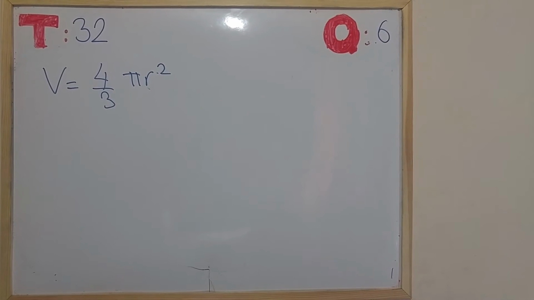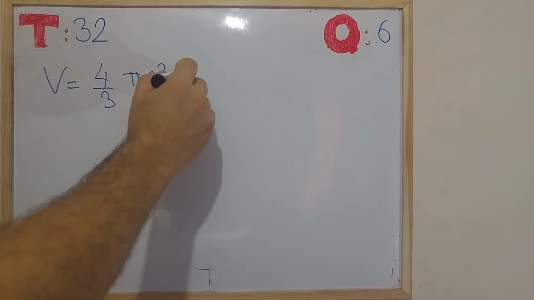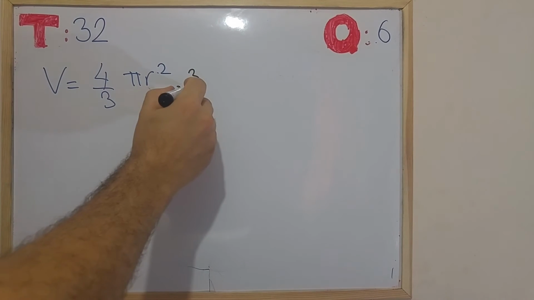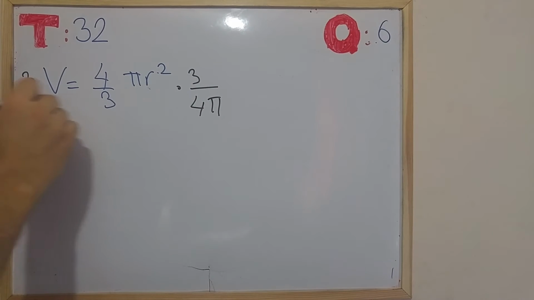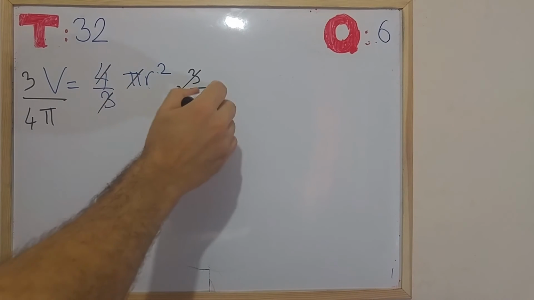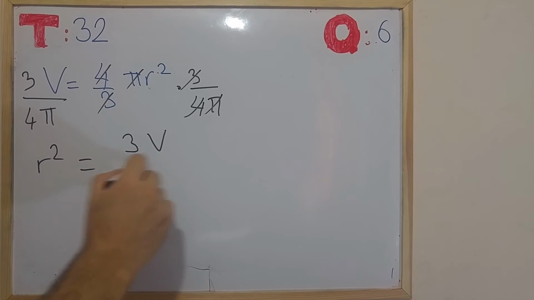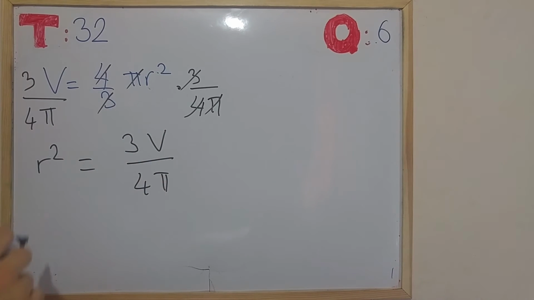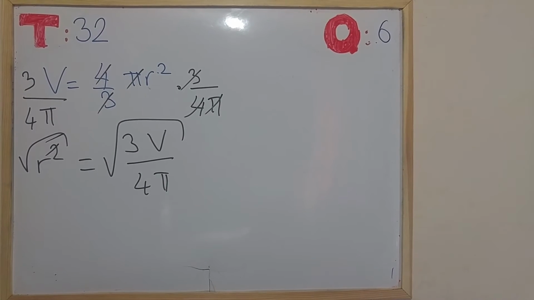I'm going to solve this equation for r. Therefore what I need to do is to multiply both sides of this equation by 3, so these 3's cancel out, and divide by 4 and pi. So that these 4's are gone, 3's gone, pi is gone. So what I have is r squared is equal to 3v over 4 pi, and I need to take the square root of this in order to get rid of the square. So my answer is the square root of 3v over 4 pi.